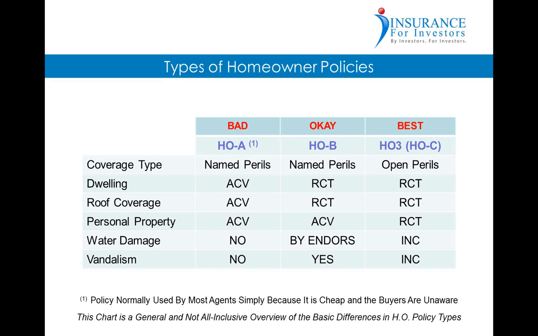include vandalism coverage. Now, the best type of policy, that special form coverage we mentioned earlier, is an HO-3, homeowners policy type 3, also referred to as an HO-C, also referred to as open perils, also referred to as all risk, also referred to as special form. It goes by a lot of names. The dwelling, the roof, and personal property all covered at replacement cost coverage.